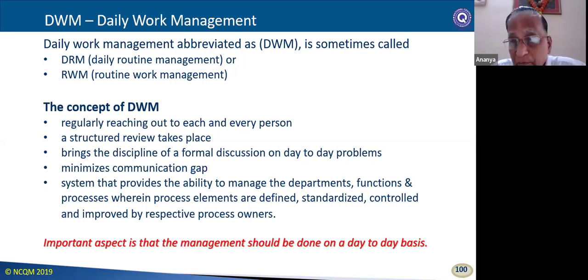Structured review takes place. The first review takes place in the Gemba itself. Like this here. It brings the discipline of formal discussion on day-to-day problems. Minimizes communication gap. Supervisor telling to the officer, opposite reporting, email, all these are gone. Everybody will go to the Gemba, and they will have a meeting there itself rather than in the conference hall. Communication gap. A system that provides the ability to manage the department function processes where process elements are defined, standardized, improved by the respective process owner.